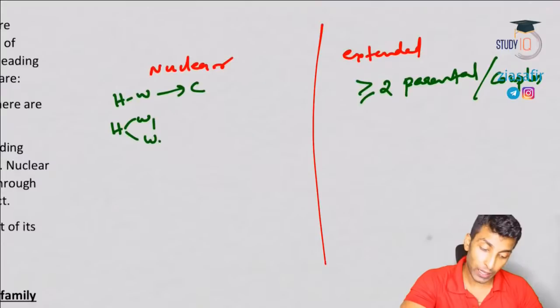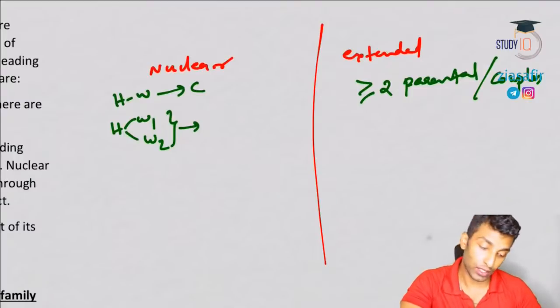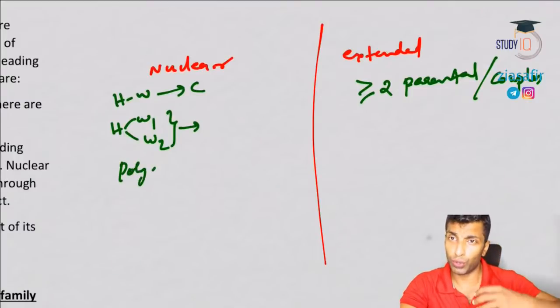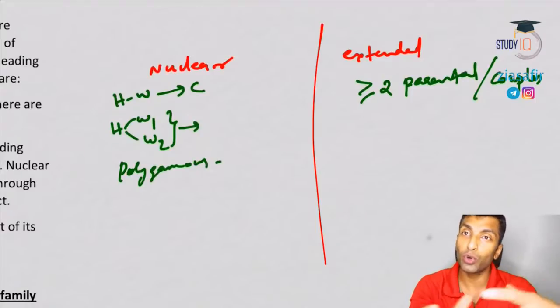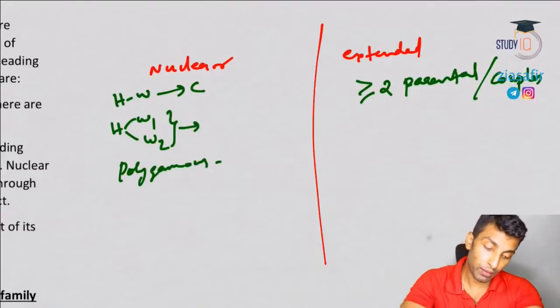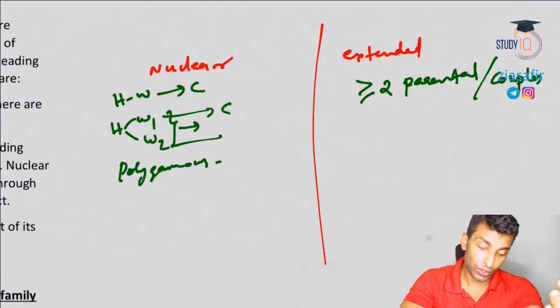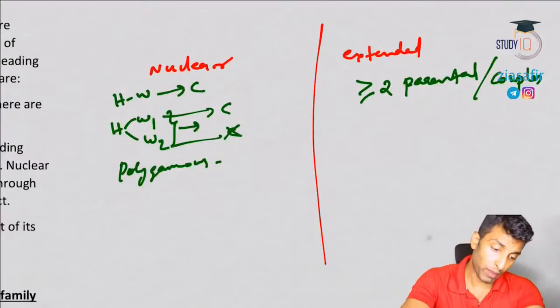So husband is there, wife 1 is there, wife 2 is there. This is a typical situation of polygamous marriage. Okay, only one couple is there, which means there are not two parental groups. Here maybe this wife and this husband have a child. This one also may or may not have a child.